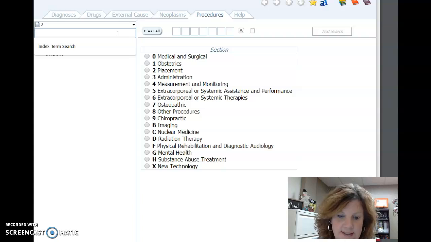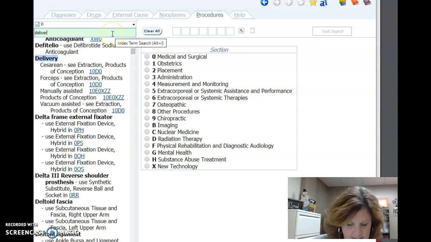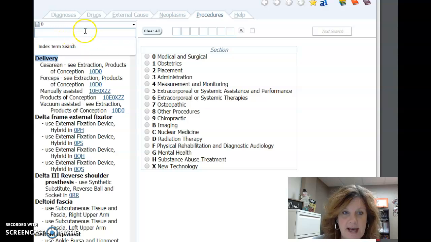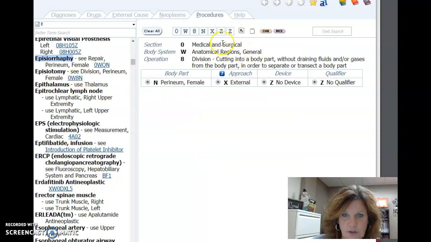When you are in your PCS book, let's go into delivery. This is a spontaneous, manually assisted delivery, and right there's my code. This is super easy. When you look it up in your alphabetic index, you're going to come up with 10E0XZZ. We also had an episiotomy repair, so we do need to code that procedure. Here we have episiotomy, I'm going to go with female, and it codes it right out for you again.